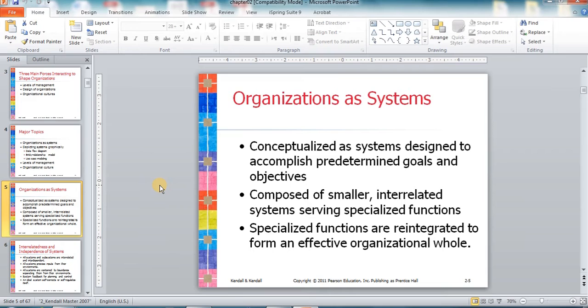So we can say that any organization can be conceptualized as a complete system that has a predetermined set of specific goals and objectives. As I said, each organization will try to achieve specific goals and objectives. These can be summarized in something called the mission statement of the organization. Each organization should have a mission statement. The mission statement will contain one or two main objectives of the organization.